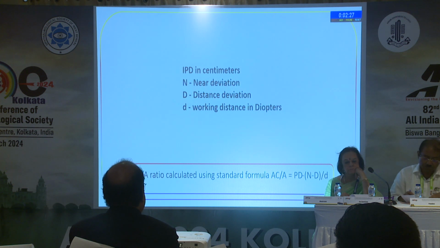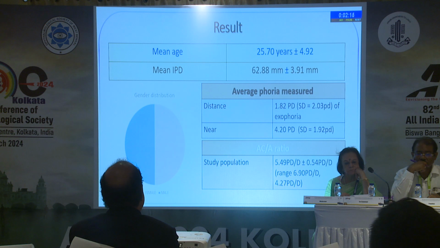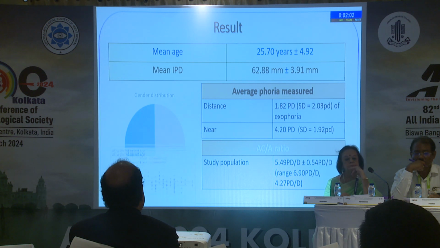IPD is in centimeters, N is the near deviation, D is the distance deviation, and D is the working distance in diopters. Our results showed a mean interpupillary distance of 62.88 millimeters, and the average foria measured for distance was 1.82 and for near was 4.20 prism diopters, and AC by A ratio was 5.49 prism diopters.